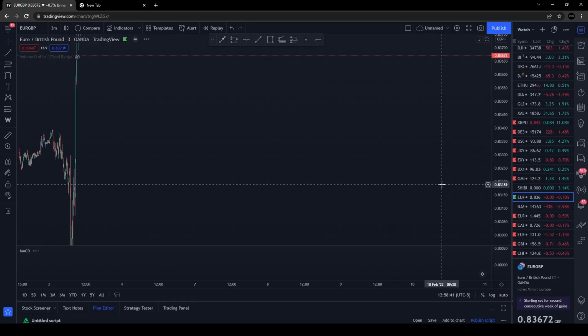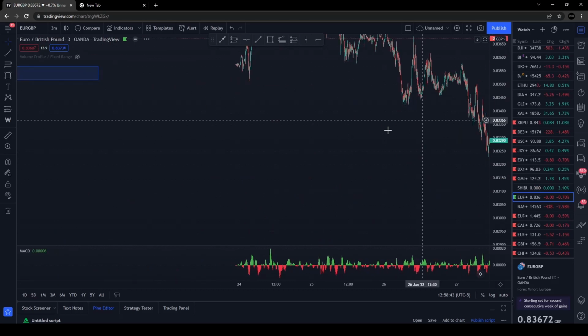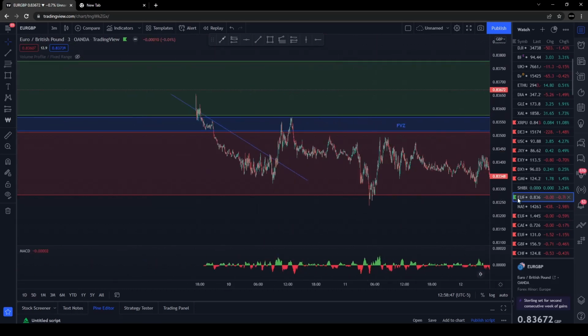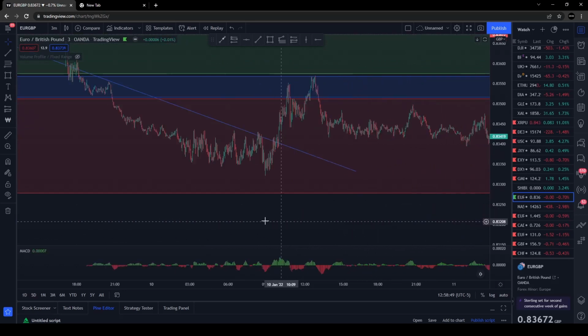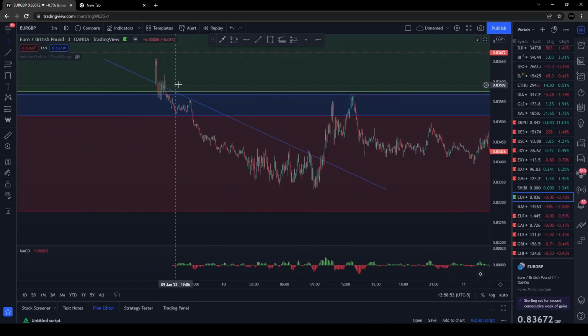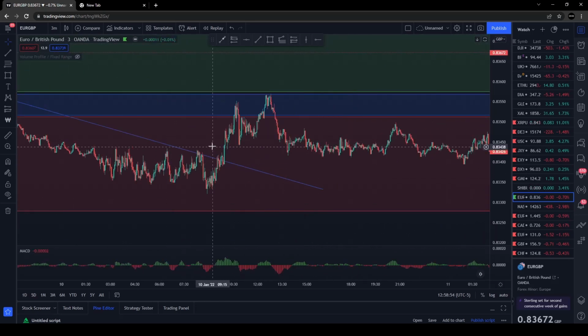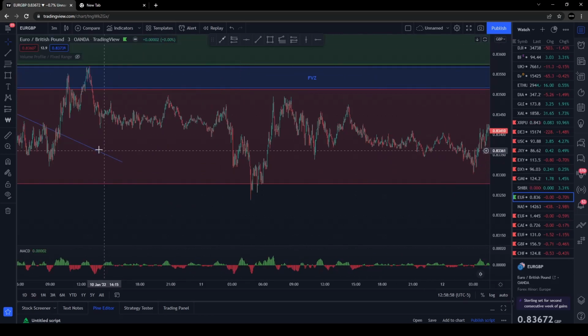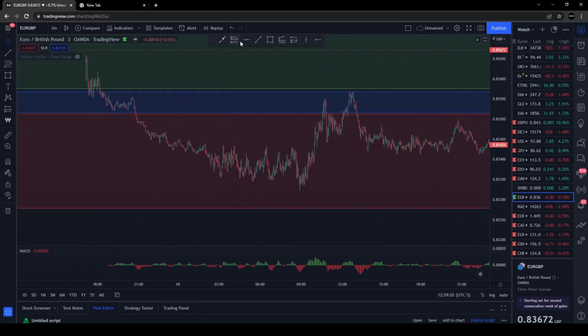Oops, I'm going to have to use the 3 minute here. We use the 3 minute, we go back to our fair value zone. And what we can look for is, once again, price to then break out of its zone and then come back to the fair value area.